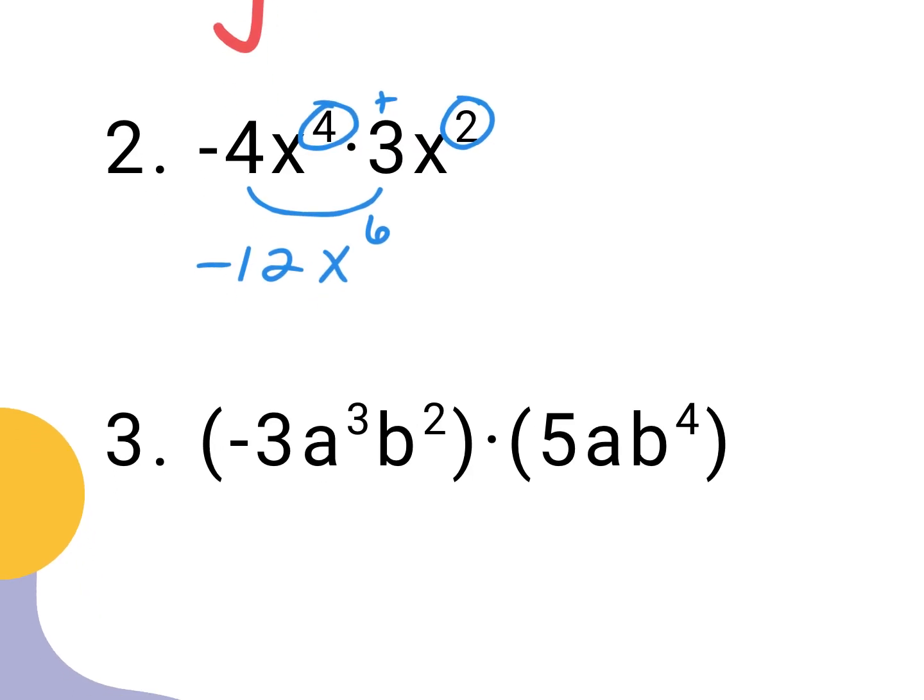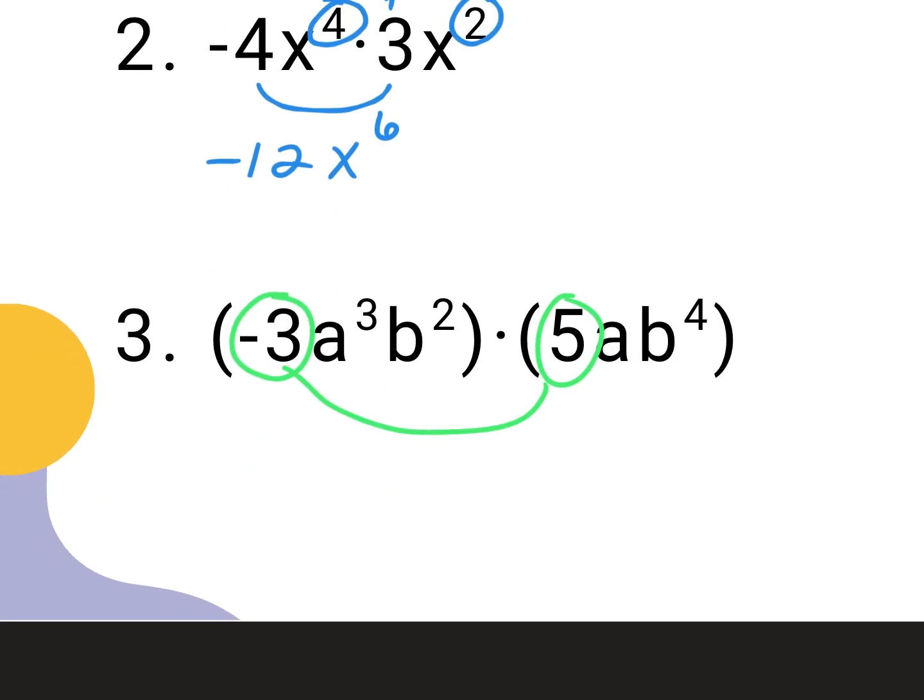All right, 3. 3 is a little longer, but the process stays the same. I just happen to have an additional variable here. I see my 2 coefficients. I have a negative 3 and a 5. What is negative 3 times 5?